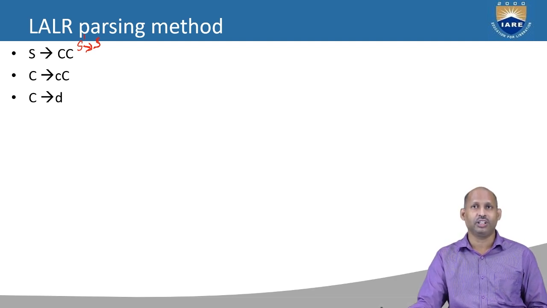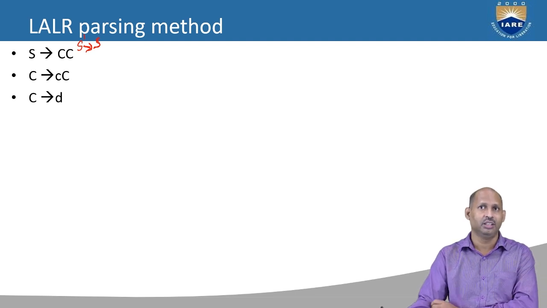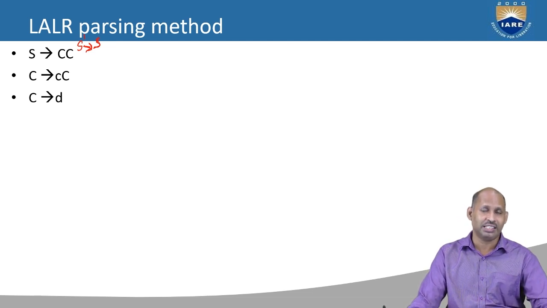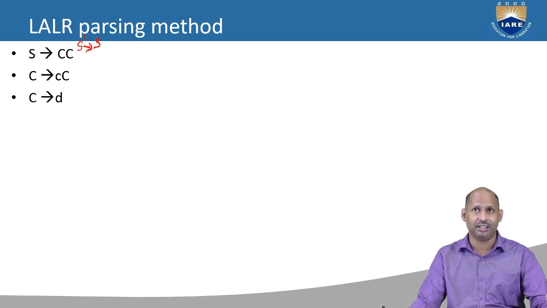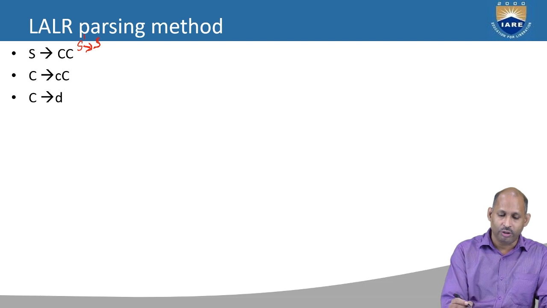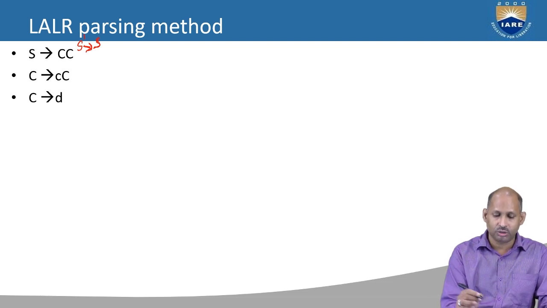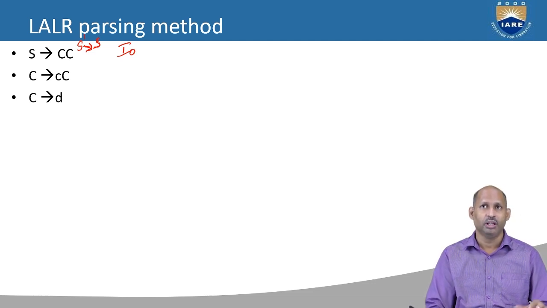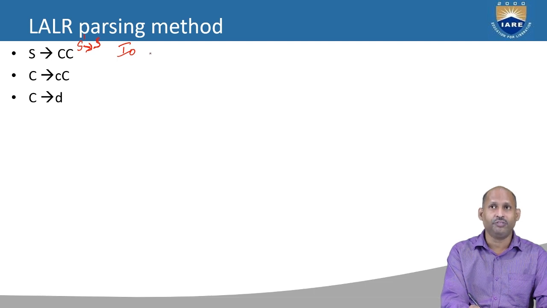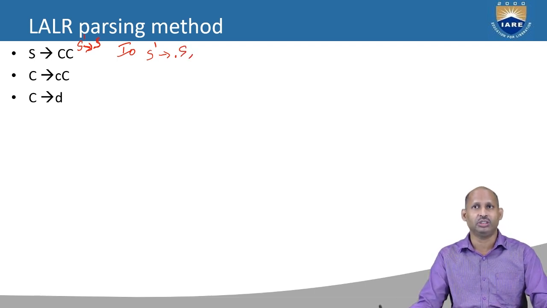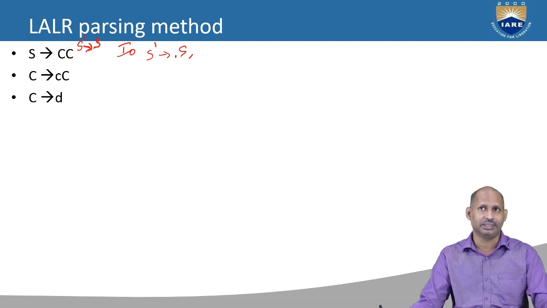Here, this is the given grammar, S gives CC. In the construction of SLR, CLR, LALR, the first step is to add a new production. Now, the first group is our I0 group. In the I0 group, we start with our special production S dash gives dot S.